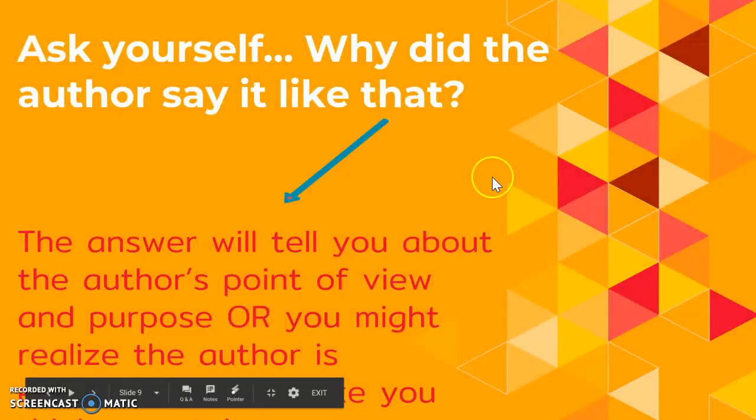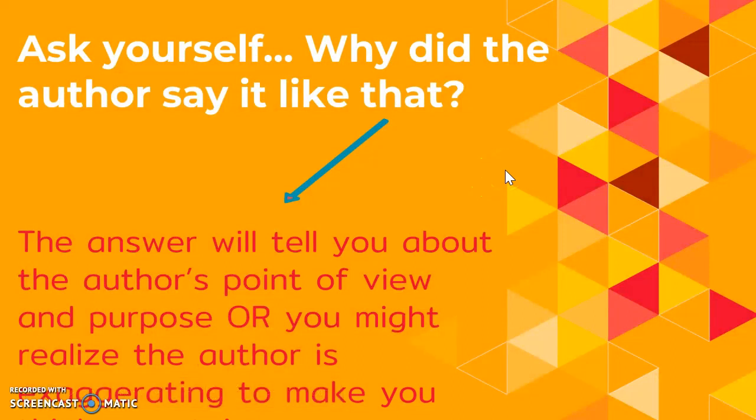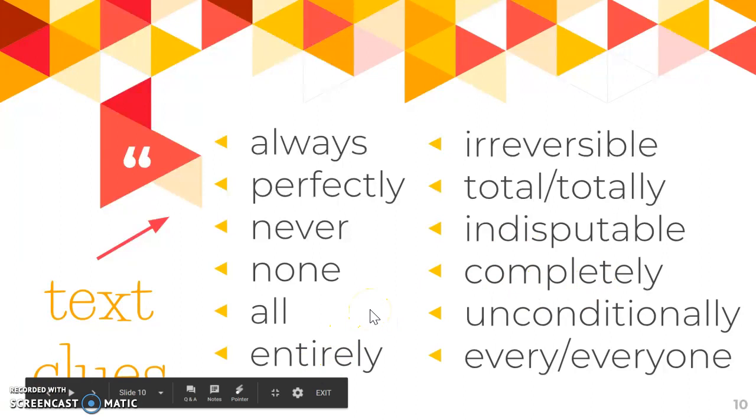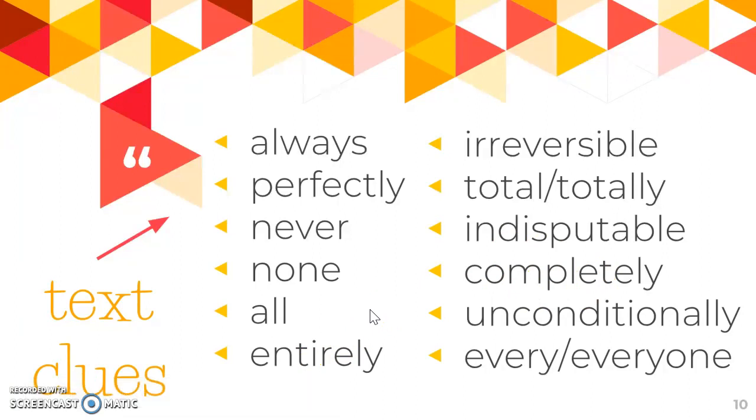So in our article, when we see something that seems like a very strong word that the author used, I might ask myself, why did the author say it like that? Because it might tell me about his point of view, his purpose, or it might exaggerate a little bit and point me towards some bias. So some words we could look for: always, irreversible, totally, indisputably, unconditionally, everyone, or every, or entirely. These include every single one within that group, and we know that that probably isn't going to be true.